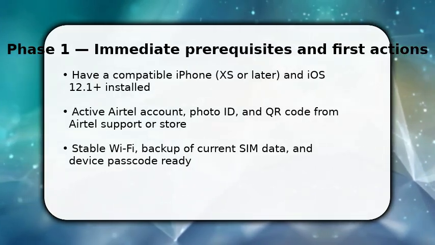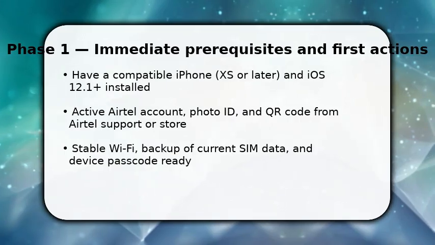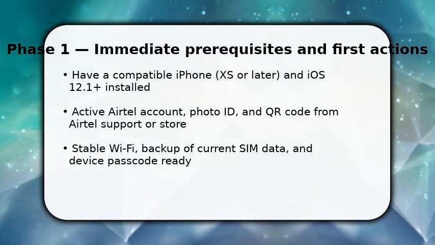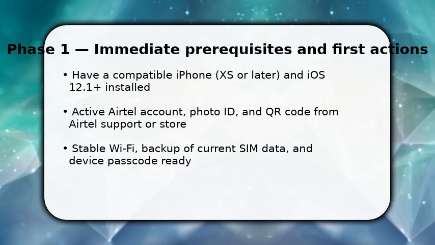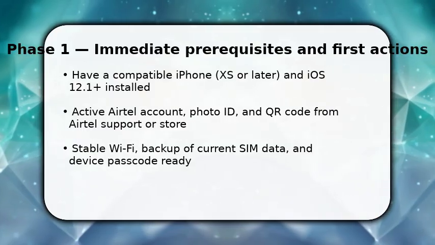Once you have the QR, back up your phone and note the current SIM settings. This keeps your contacts and SMS safe. Finally, turn on Wi-Fi and stay near a strong connection before scanning the QR to add the eSIM profile.